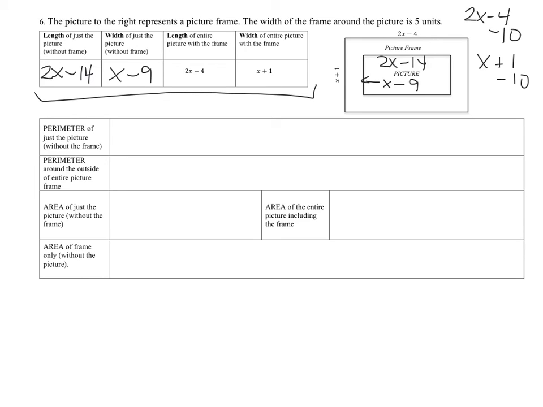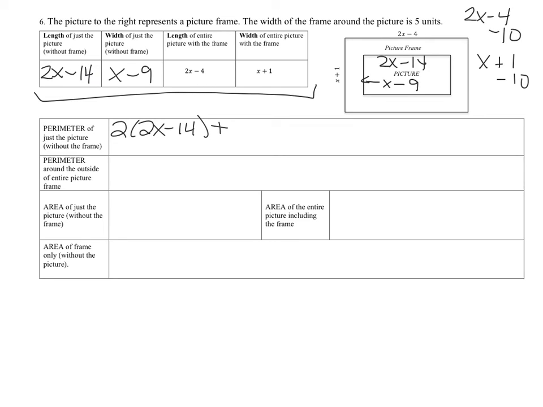And again, if you feel like you've got it, turn it off and then fast forward and see if you've got the right answers. So, perimeter of just the picture without the frame. Well, the perimeter of just the picture without the frame would be this right here. So I'm using these dimensions. How many 2x minus 14s do I have? Well, I have 2 of those. So I'm going to multiply 2 times 2x minus 14.